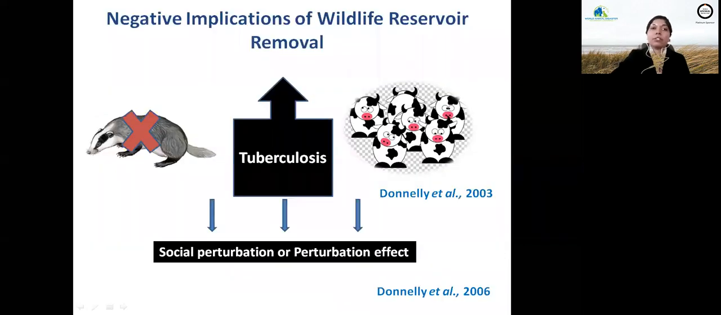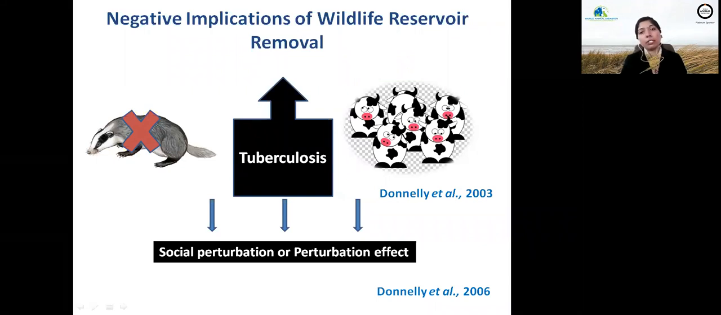Now when we work in the field, sometimes this question is very common: if we identify the wildlife reservoir, can we cull it? Can we remove it? This question is very common in countries where the economy is largely based on livestock industries. But this cannot be done. There are negative implications, and this can be understood from the practice adopted very early in Great Britain to control tuberculosis in the cattle population. They started to cull the badgers. Badgers were the source of infection to the cattle population, but culling actually increased the incidence of tuberculosis in the cattle population, and this was termed the social perturbation or perturbation effect.